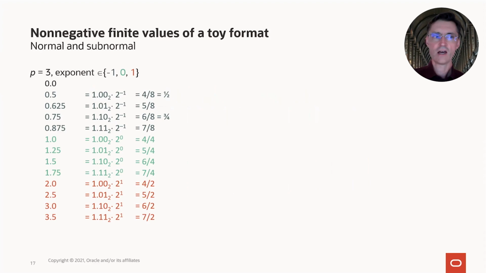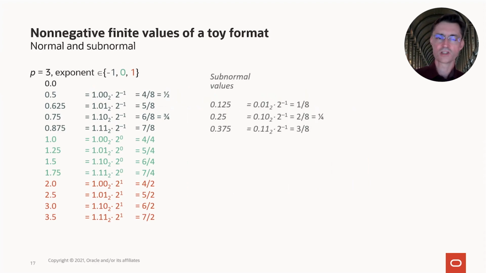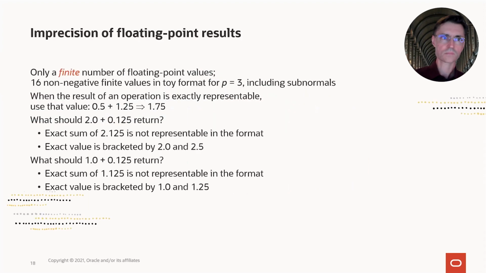So we can write these down. We have the normal values, and now we have those new subnormals. And we can see for the subnormals, they're 1/8, 2/8, and 3/8, the same spacing as the smallest exponent. So there are only a finite number of floating point values, and we saw all the positive ones written down on the previous slide. So there's 16 of those non-negative values, including the subnormals.